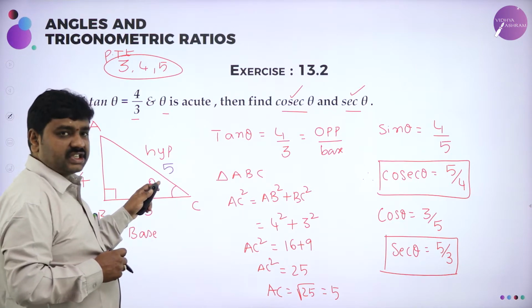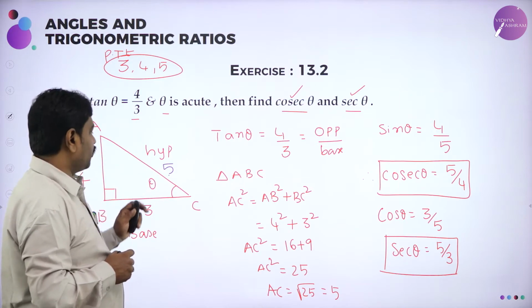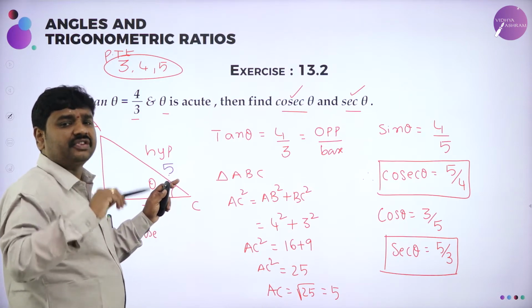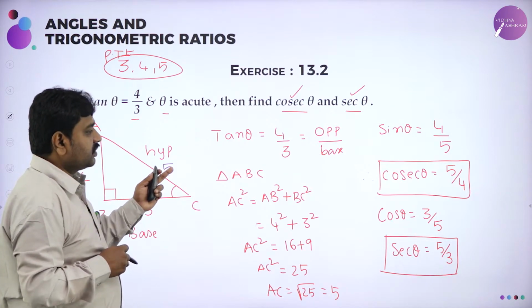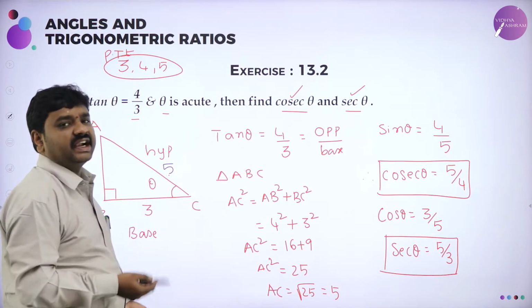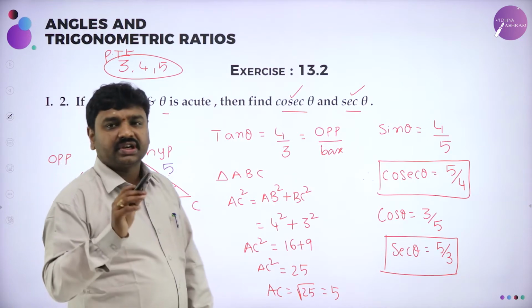And then you can define sine. Sine means what? Opposite by hypotenuse. 4 by 5. Cosecant is the reciprocal of sine. Cosecant is 5 by 4. And cos is what? 3 by 5. Reciprocal of 3 by 5 is 5 by 3. That is secant. So secant and cosecant we got.